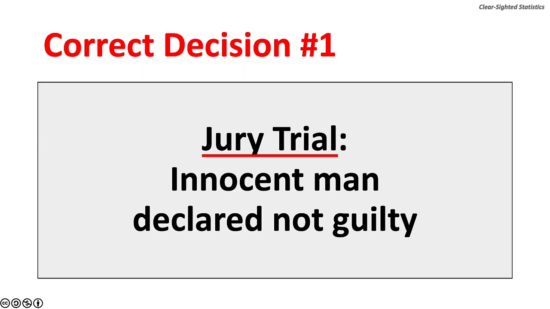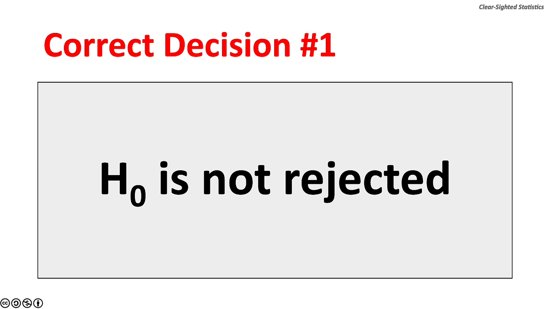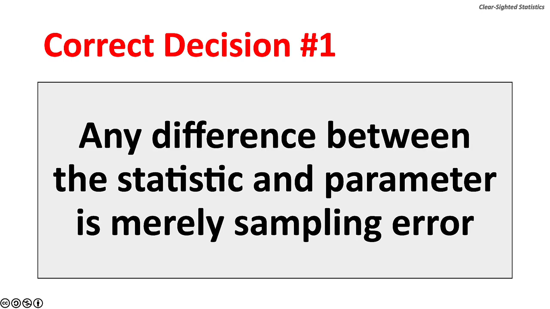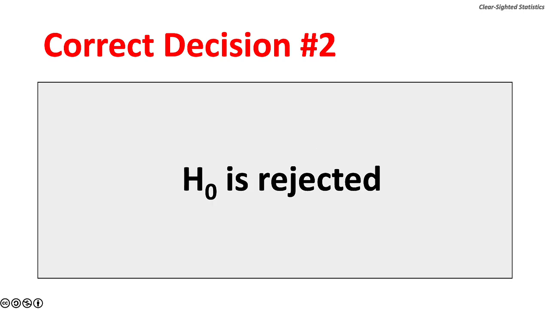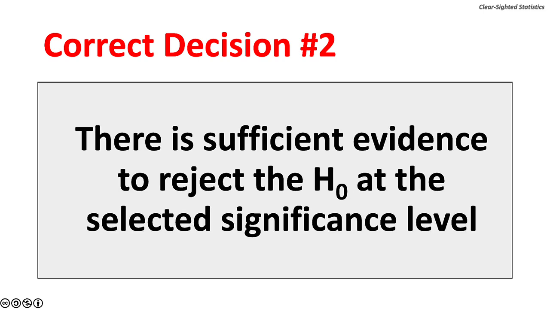Correct decision 1, jury trial: an innocent man is declared not guilty. Correct decision 1 for a null hypothesis significance test: the null hypothesis is correctly not rejected. This means that any difference between the statistic and parameter is merely sampling error. Correct decision 2 for a jury trial: a guilty man is convicted. Correct decision 2 for a null hypothesis significance test: the null hypothesis is properly rejected. This means that there is sufficient evidence to reject the null hypothesis at the selected significance level.